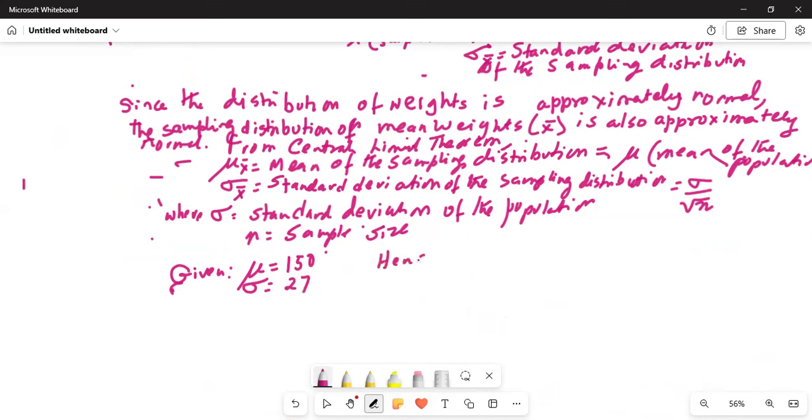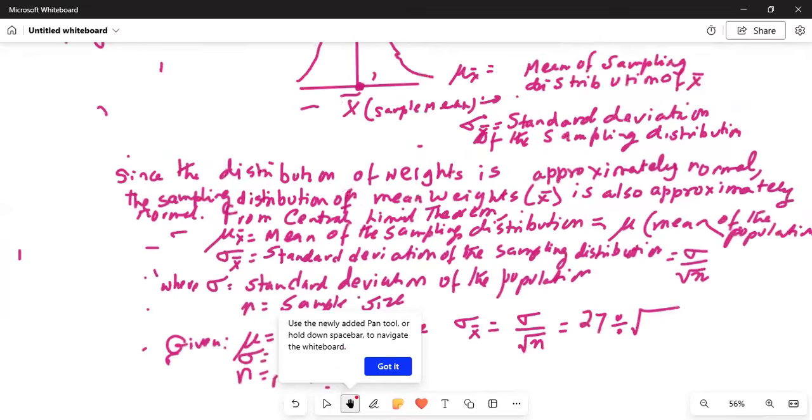Hence, sigma x bar is equal to sigma divided by square root of n, equal to 27 divided by the square root of the sample size. Sample size is also given to us, so we will go and take a look at the sample size.